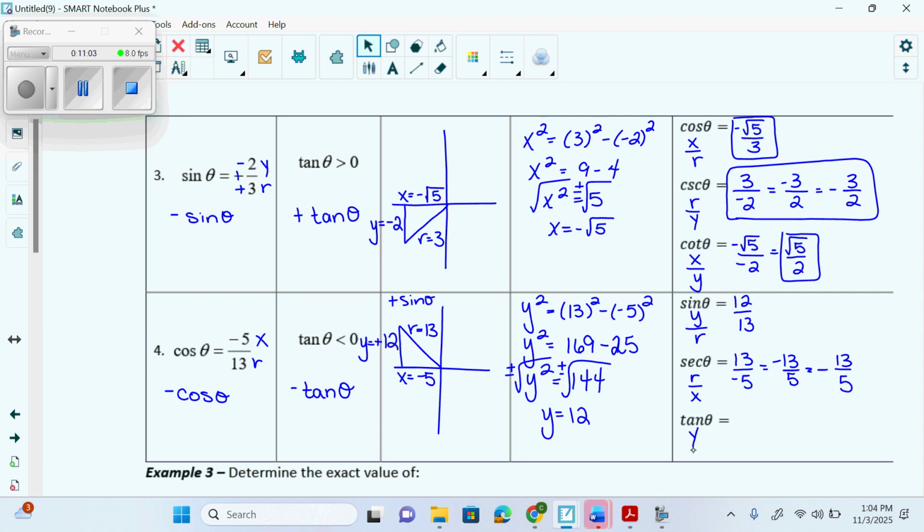And then tan: y over x. So it's going to be 12 over negative 5, which is negative 12 over 5, which equals negative 12 divided by 5. Yeah? Okay, now I need your unit circle and your formula sheet handy for the next question.